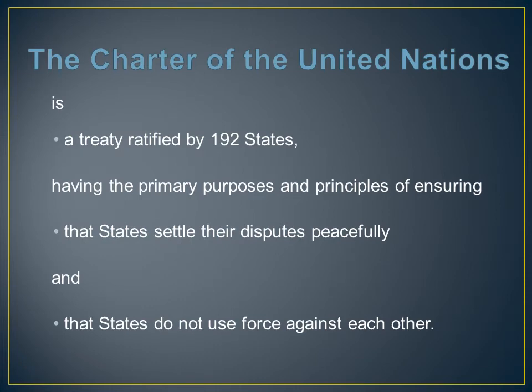The United Nations Charter is a treaty, a legally binding obligation for the 192 member states that have ratified it to create the United Nations. These states have put down as primary purposes and principles of the United Nations that states must settle their disputes peacefully and that states must not use force against each other. These principles and purposes were adopted after World War II in an attempt to prevent another world war from starting and to mitigate and prevent the use of force by states.